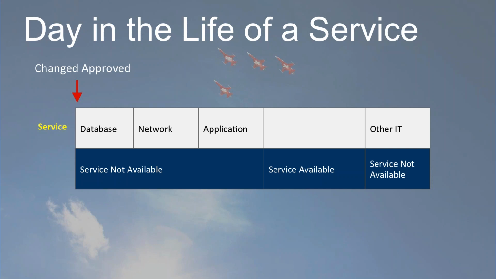A change has been approved for that service. Now that the change has been approved, the database people get the change, so they take the service down and put in the database changes. The network people get the change, they take the server down again and put in the network stuff. The application people get the change, they take the service down again. All of a sudden the service is back up and available. Then somebody else that's involved in the change takes it down.